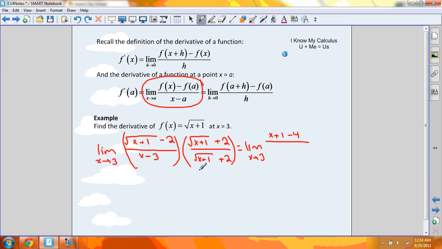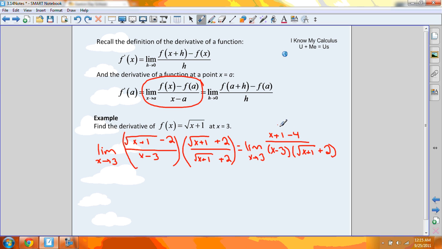In the denominator, right, do I want to multiply this whole thing out? Well, no, because the whole point behind this was that we could cancel something. And if you take a look at this, this is going to give you x minus 3, and it will cancel with this x minus 3. So let me just rewrite it as it is. X minus 3 times square root of x plus 1 plus 2.